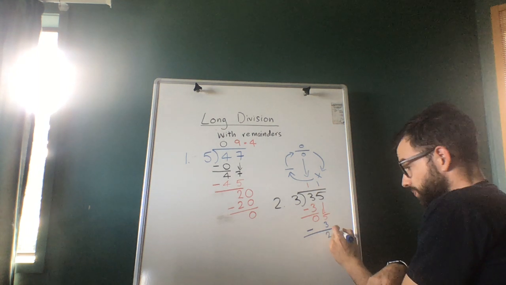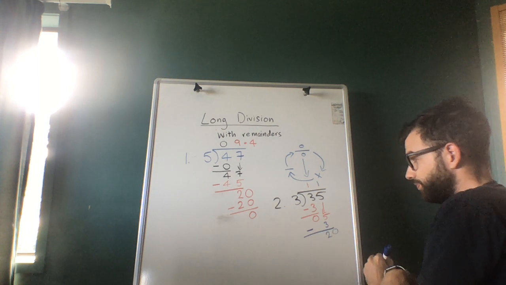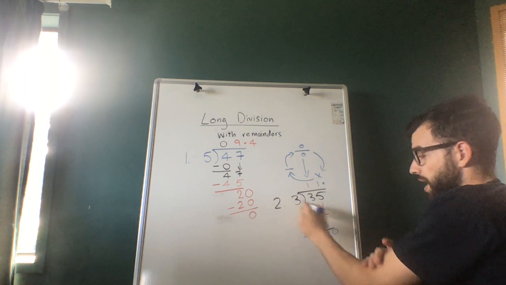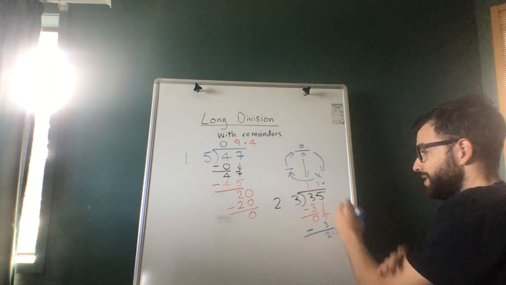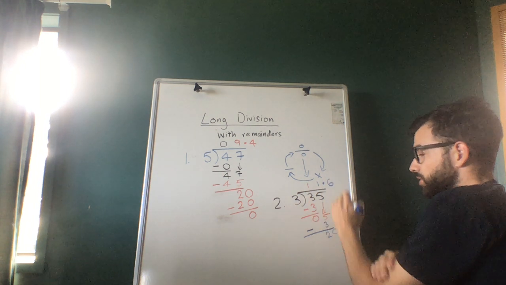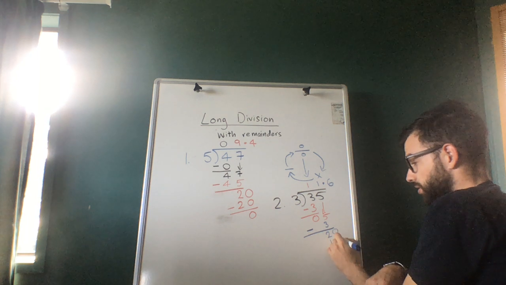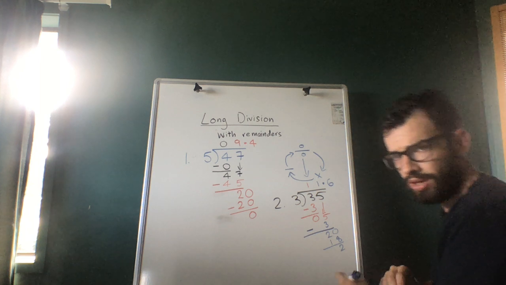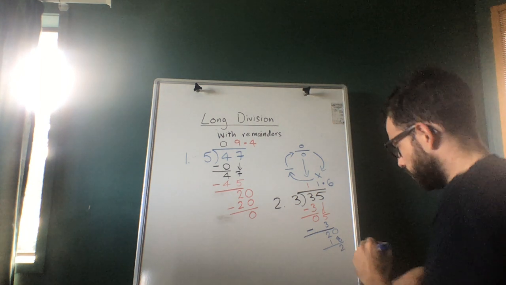So same deal. We add a 0. And we add a decimal point and we add that 0. How many times does 3 go into 20? The answer is 6. 3 times 6 is 18. 20 take away 18 is 2. We're left with 2. Is that going to change our answer? Well, let's just double check.